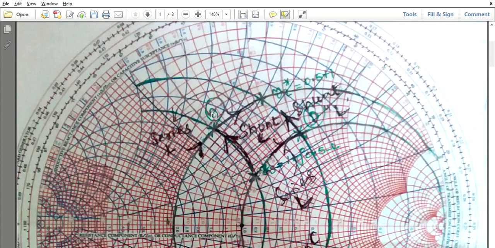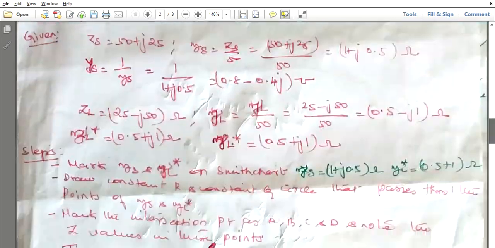So this is the inductive element tracing and this is the resistive element tracing, right? So this arc and this arc should intersect at one particular point. That point is called the ZS point. ZS equals 1 plus j 0.5. Similarly, you have to mark ZL star also. ZL star is equal to 0.5 plus j1 actually.